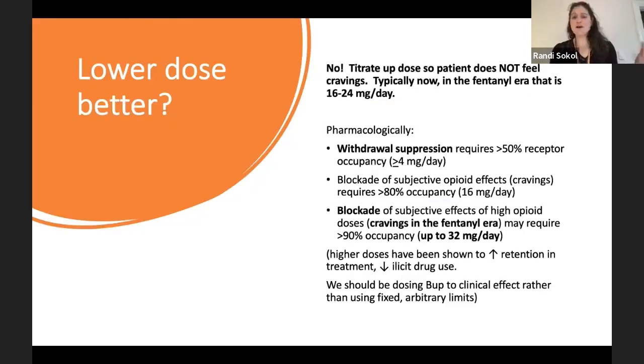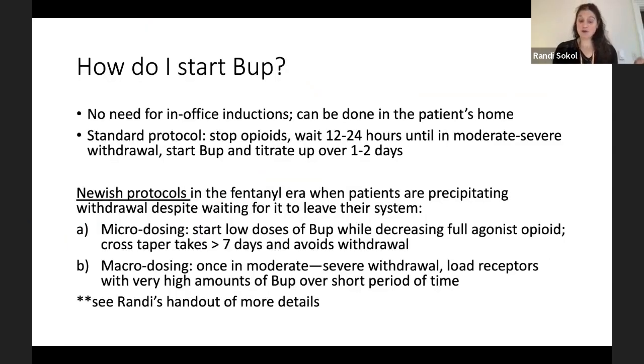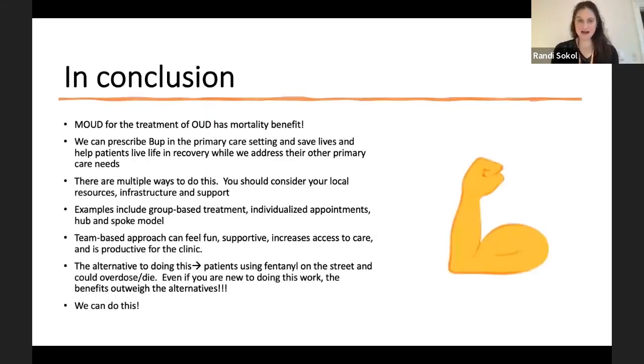And is a lower dose better? No, it's not. And there's a lot of questions about how to start buprenorphine. And I have handouts that provide all of this information. So I am going to stop.